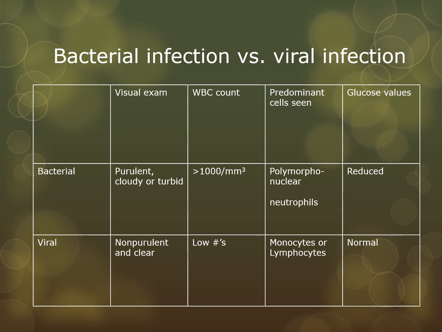In a viral cerebrospinal fluid infection, you're going to see a spinal fluid that is non-purulent and clear looking. Okay, the number of white cells are going to be very low, and if you do see any cells, they're likely to be monocytes or lymphocytes, and your cerebrospinal fluid glucose and protein levels are going to be normal. The glucose level is usually 2/3 that of the serum level.